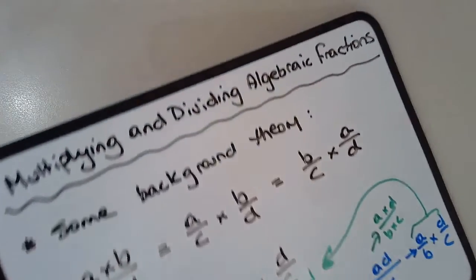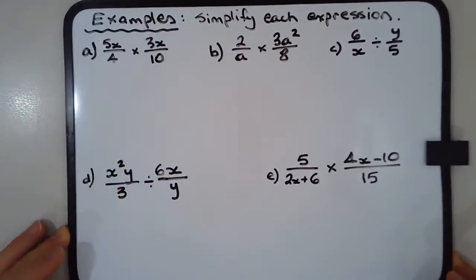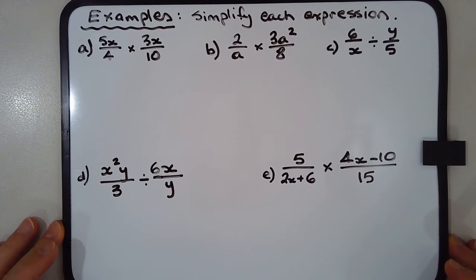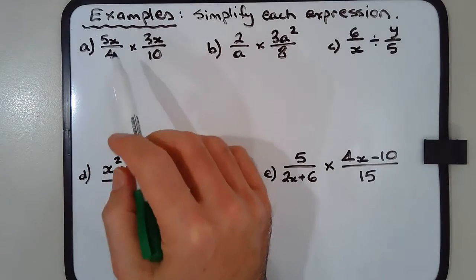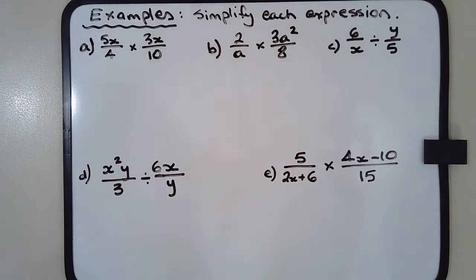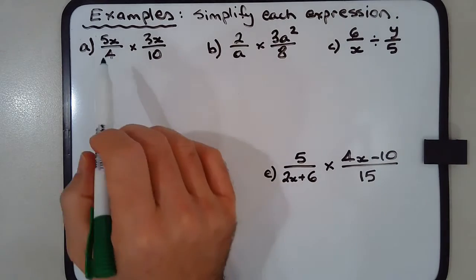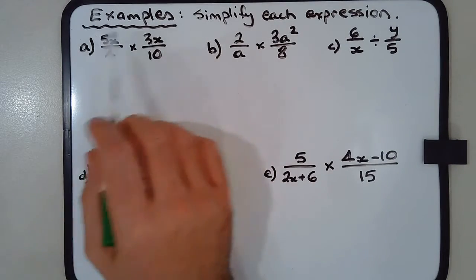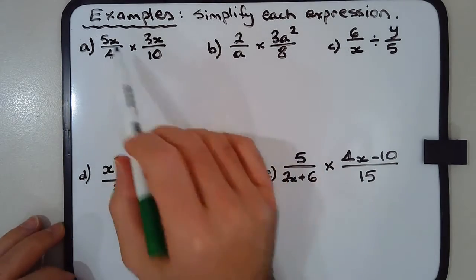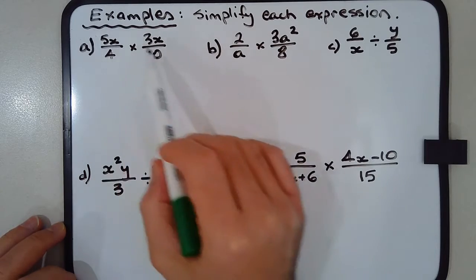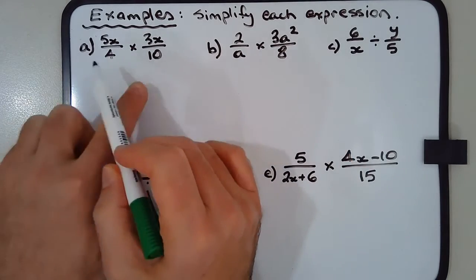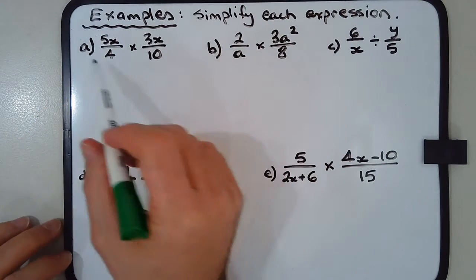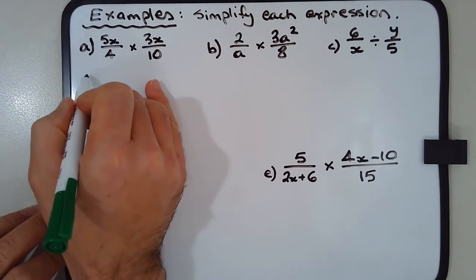All right, let's have a look at some examples. So there's 5 examples there. They're fairly simple examples, but again, just to demonstrate the idea of the principle. 5x over 4 multiplied by 3x on 10. Now, we can swap the numerators around if we want to, but I think it's easier to just cancel diagonally, since the 4 and the 10 can be interchanged. So we could have this as 5x over 10. I think it's good for you to see this.